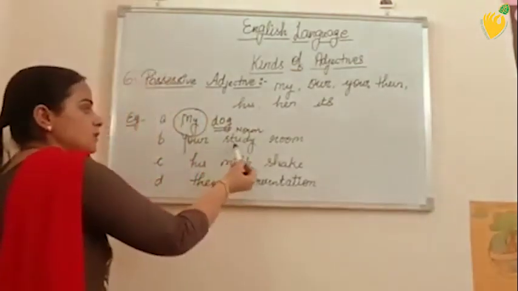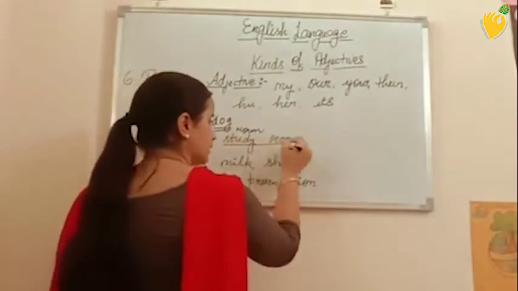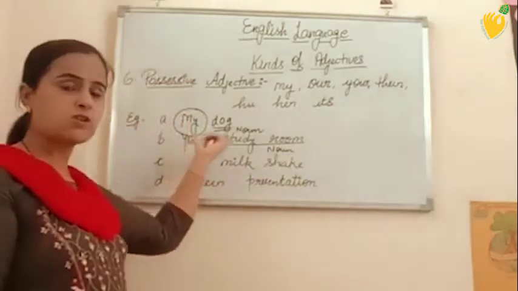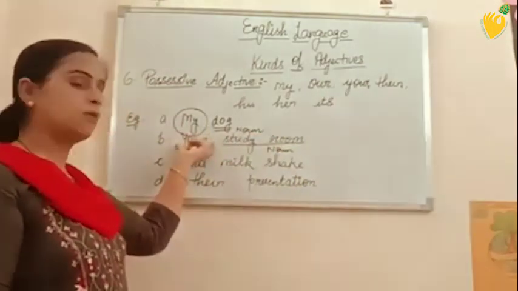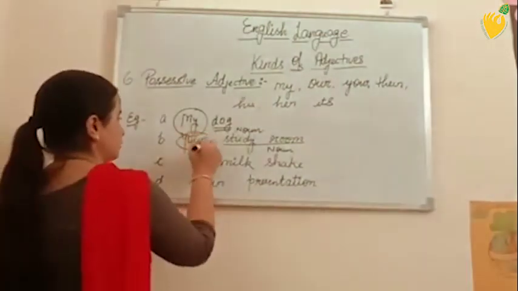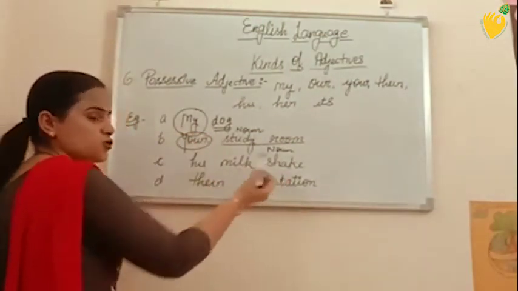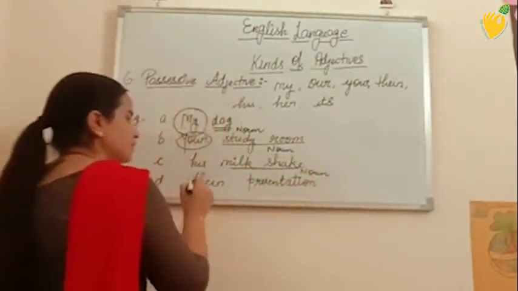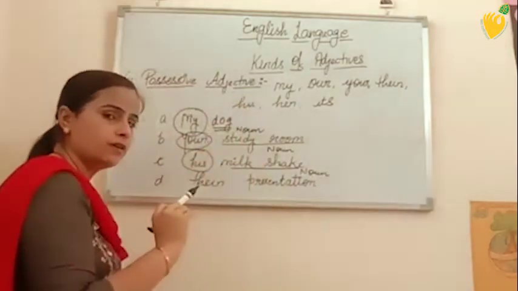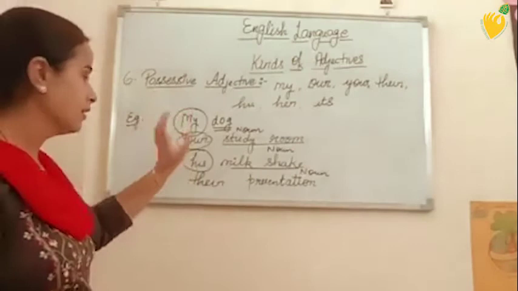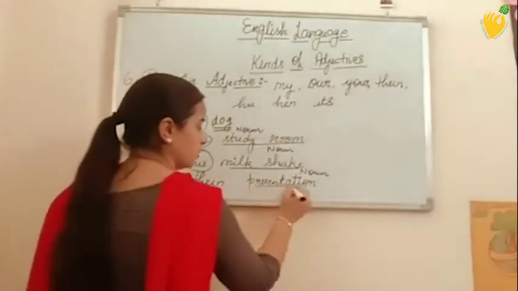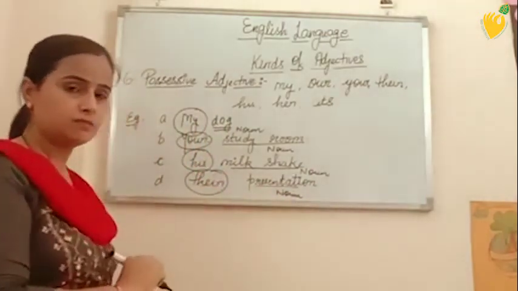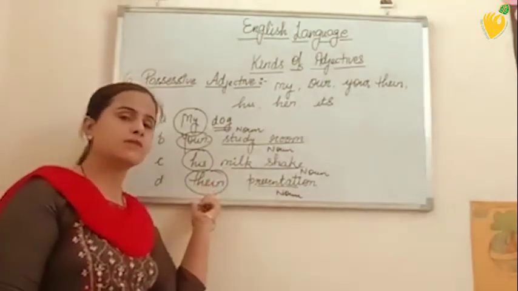Next is your study room. In this example, study room is a noun and your is showing possession on this study room. So, your is a possessive adjective. Next example, his milkshake. Again, milkshake is a noun and his is showing possession on this noun word. So, his is a possessive adjective. In the same way, in this example, presentation is a noun and their is showing possession on this noun word, presentation. So, their is your possessive adjective.